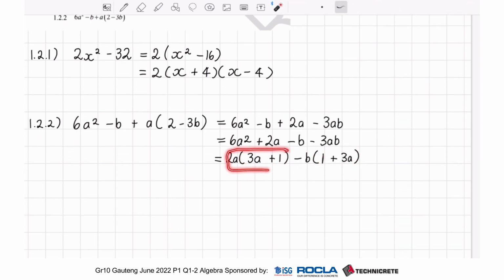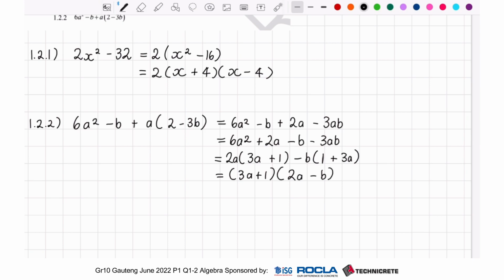So from this one term and from this other term, I'm going to take out a common bracket 3a plus 1. So I take out 3a plus 1, and for the first term, I'm left with 2a. And for the second term, I'm left with negative b. That's this and this. And that is fully factorized.